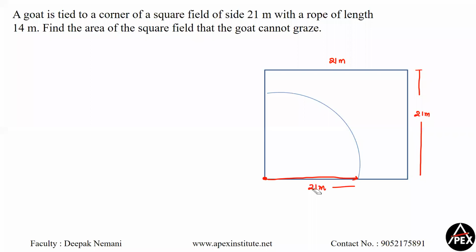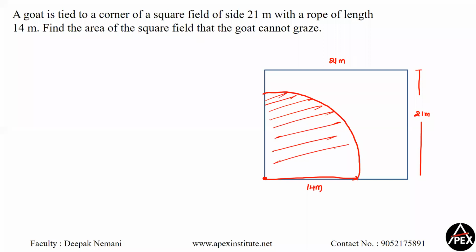Sorry, 14 meters. My bad. This is 14 meters. Okay. So can I say that the goat can reach any point inside this arc? It can reach any point, isn't it? In this area. So it can graze this area. Now we are asked to find the area of the square field that the goat cannot graze. So we need to find this outer area.